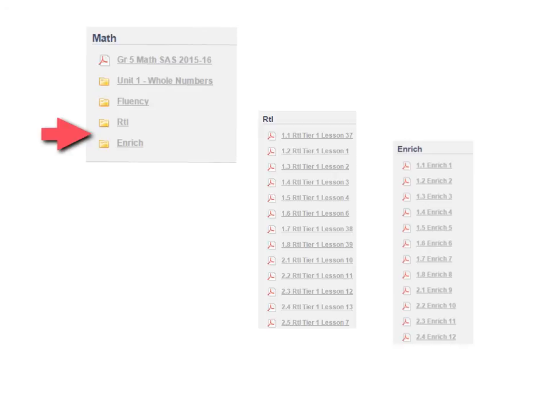We also have a folder on Edline for RTI and Enrich. We pulled all the RTI and Enrich lessons from the textbook, and we've put them into one folder so that when teachers have students who need RTI or Enrich, they can just go into these folders and print them as opposed to it being loaded on the planning guide.